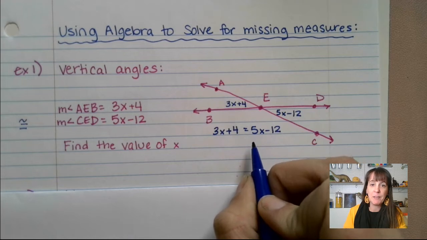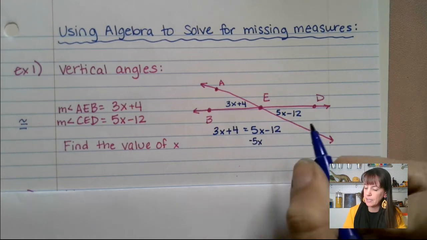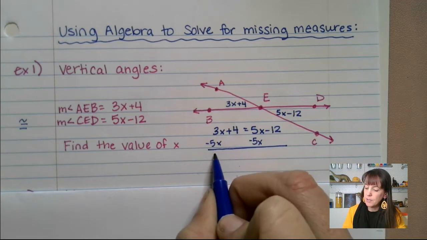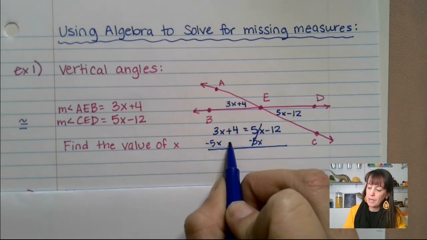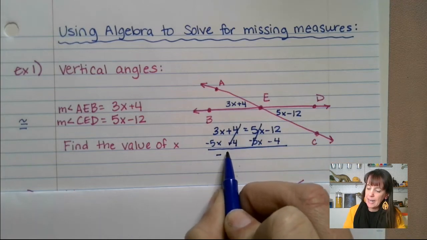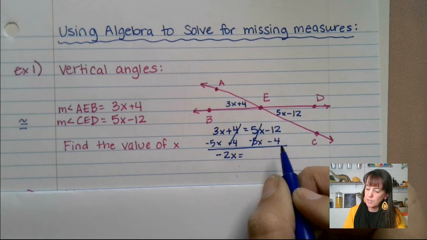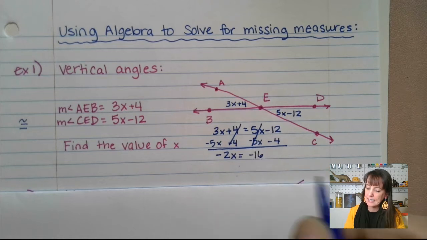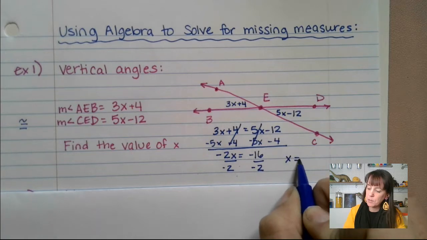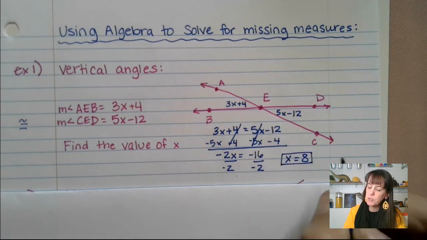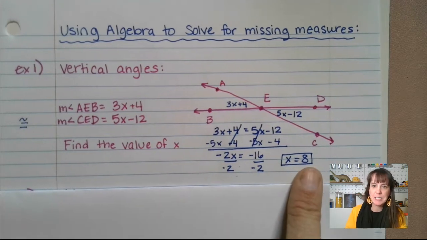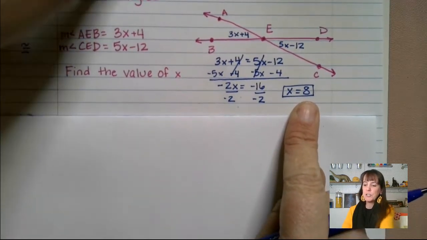I like to get my variables to the left side, so I'm going to subtract 5x from both sides. And then I can subtract 4 from both sides, and that's going to give me negative 2x equals negative 16. Divide both sides by negative 2, and I get x equals 8. Always in geometry, go back and read the question. And the question says, find the value of x. Have we done that? We absolutely have. All right, let's look at our next one.